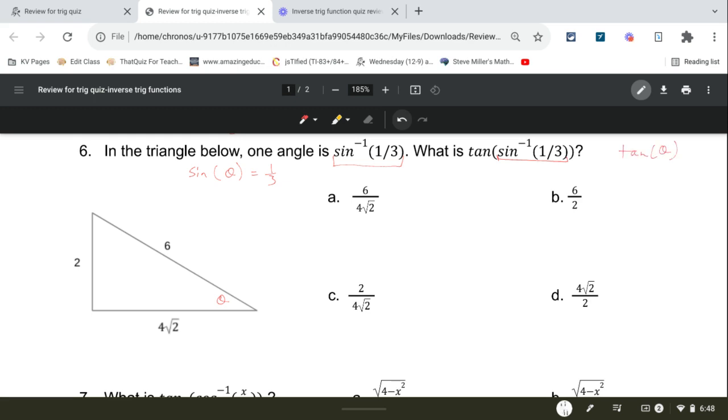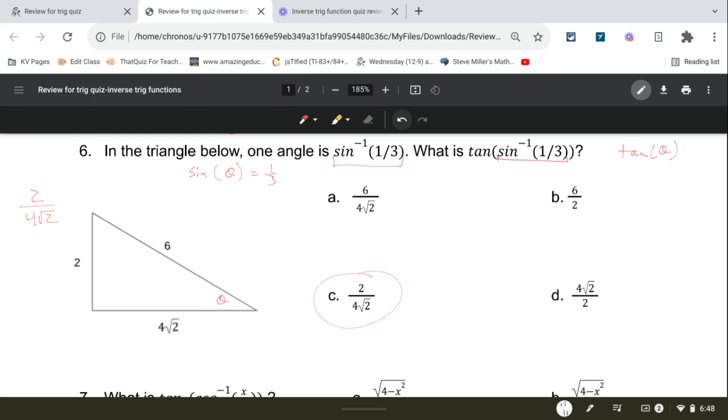Well, now that we know which angle they're actually talking about, tangent of theta is going to be 2/4√2. Opposite over the adjacent. Is that an option? 2/4√2? Yes, that would be C. Doesn't look like we simplified it, but that is the answer.